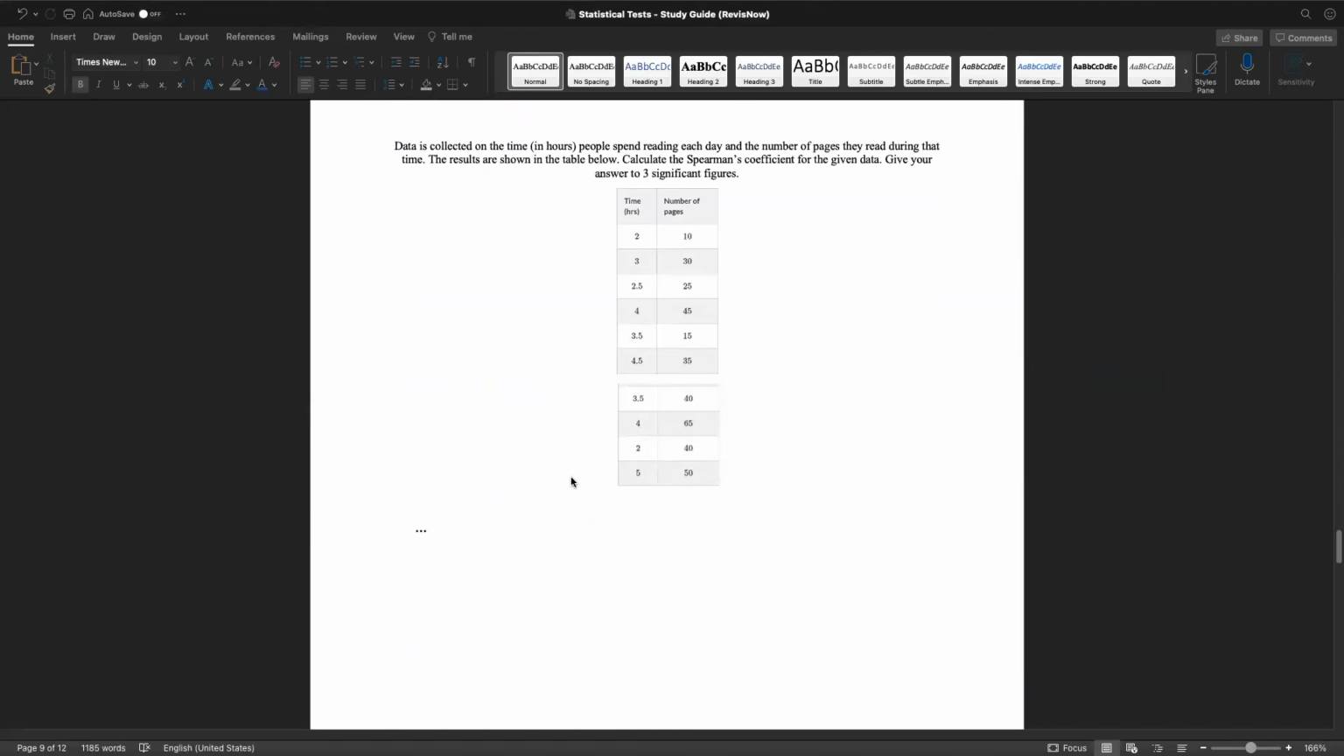Data is collected on the time in hours people spend reading each day and the number of pages they read during that time. The results are shown in the table below. Calculate the Spearman's coefficient for the given data. Give your answer to 3 significant figures.